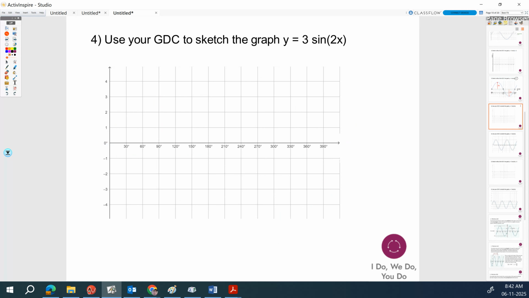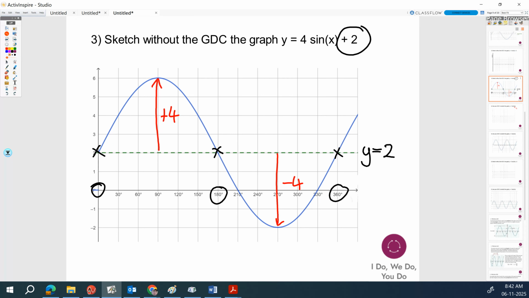Alright, use your graphing calculator now to sketch this one. Notice that we're introducing the b value here. Have a look at the effect of the b value. It's going to affect, as we saw earlier, the period. So here we go, 0, 180, 360. The b will affect that. Look at the relationship between the b values that we use and the period.